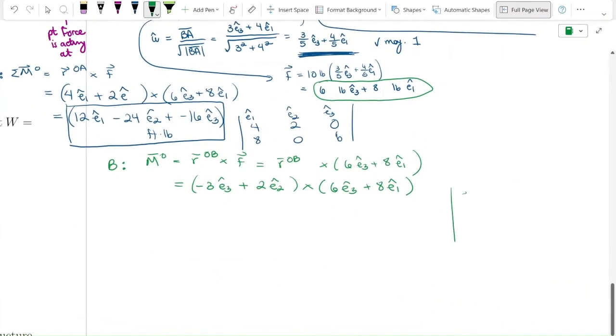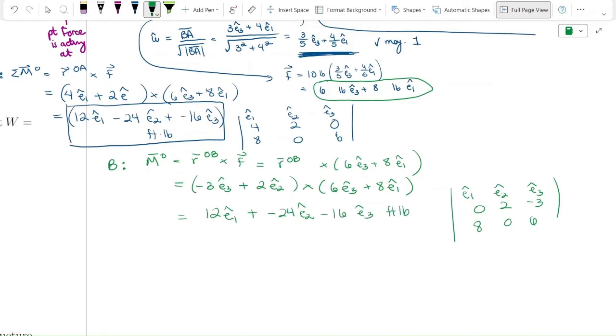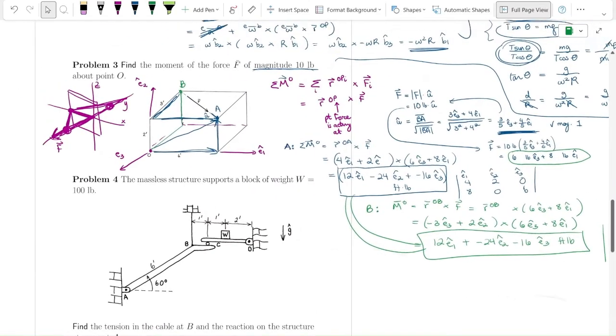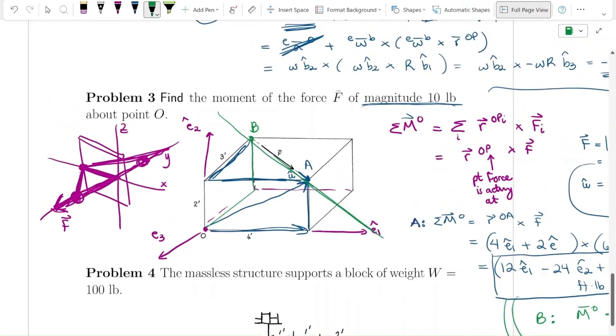And then we can also do the determinant again. Negative 3, 2, 0, 8, 0, 6. This gives us 12 E1 hat plus negative 24 E2 hat, and then minus 16 E3 hat foot-pounds. And notice that this is equal to the previous result. So these two different ways give you the same result as long as you choose a point that is on the line of action of the force. So yeah, that is this problem.